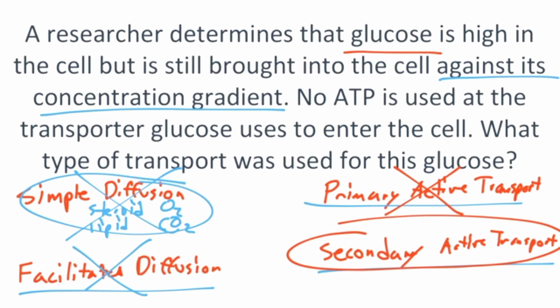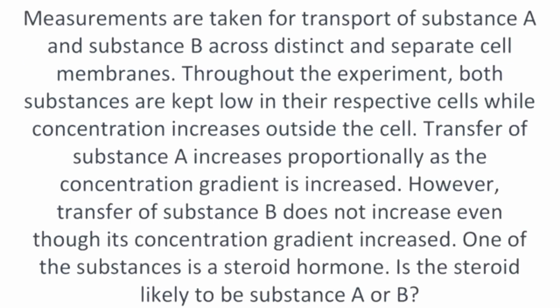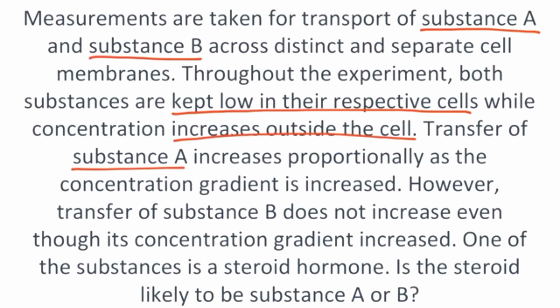Let's do another question. Now this is a long question, but don't be intimidated. We'll take this one step at a time and demonstrate very high yield principles. Measurements are taken for transport of substance A and substance B across distinct and separate cell membranes. Throughout the experiment, both substances are kept low in their respective cells, while concentration increases outside the cell. Transfer of substance A increases proportionally as the concentration gradient is increased. However, transport of substance B does not increase even though its concentration gradient is increased. One of the substances is a steroid hormone. Is the steroid likely to be substance A or B?